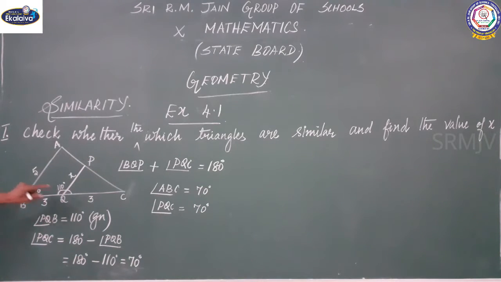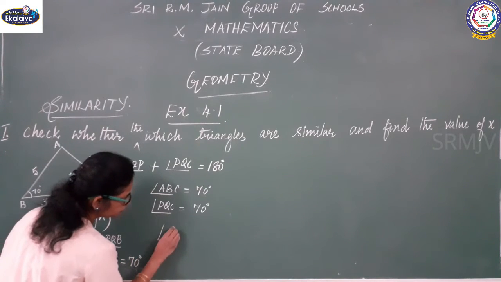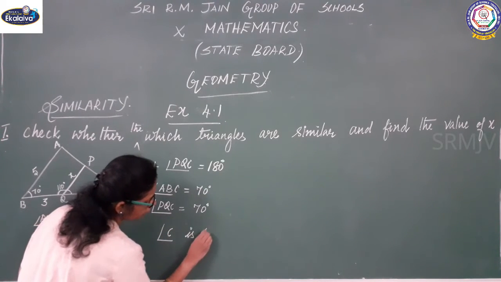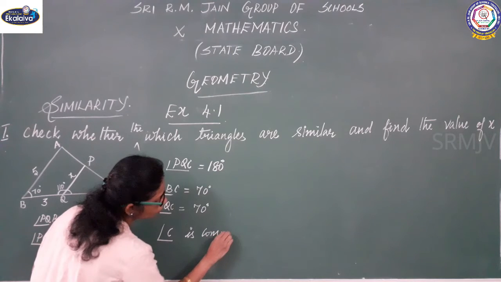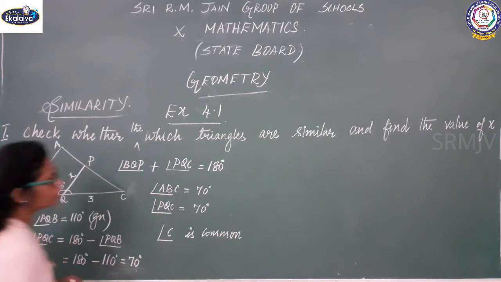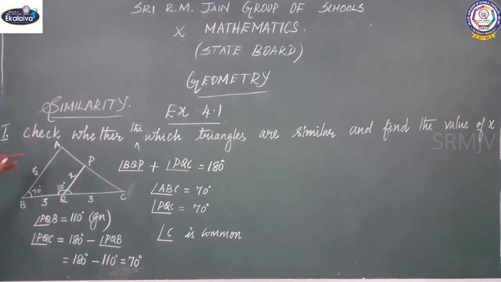One more thing you have to listen to: angle C is common. Now what are the two triangles I said? Triangle ABC, triangle PQC.